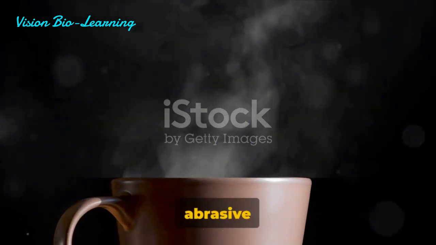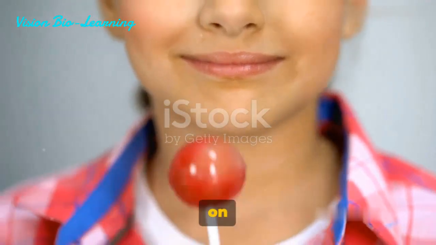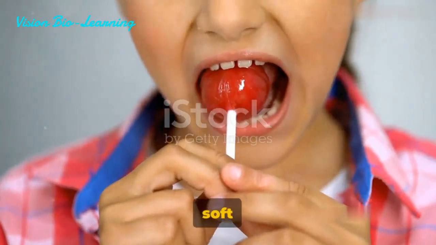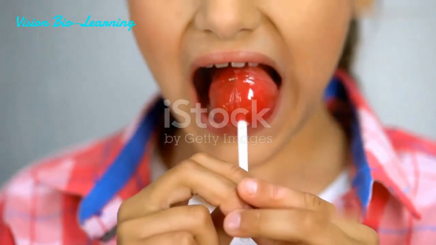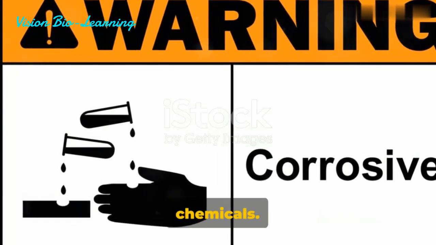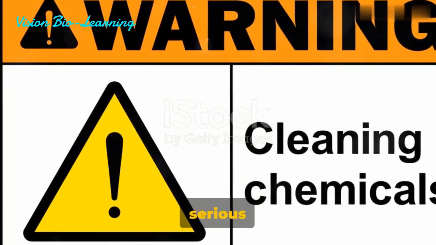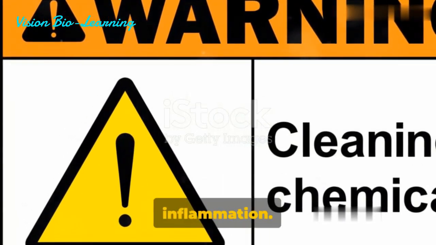Then there are abrasive substances. Ever crunched on a hard candy? These can cause wear and tear on the soft tissues of your mouth over time. And let's not forget corrosive chemicals. These are the heavy hitters, most likely to cause serious tissue damage and acute inflammation.